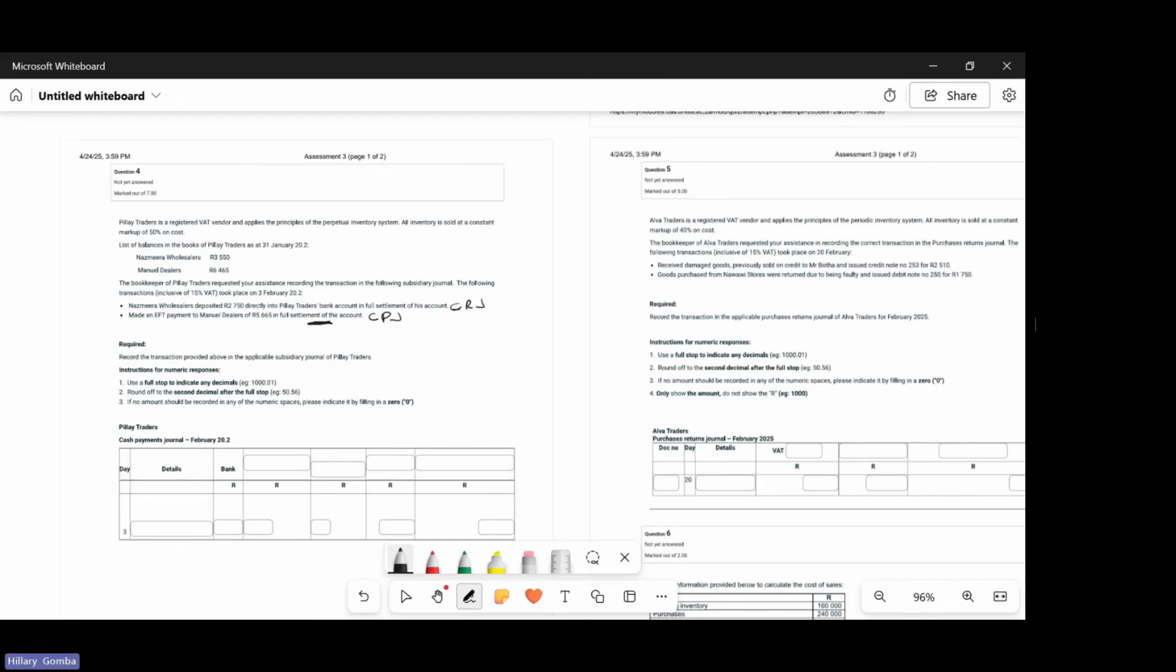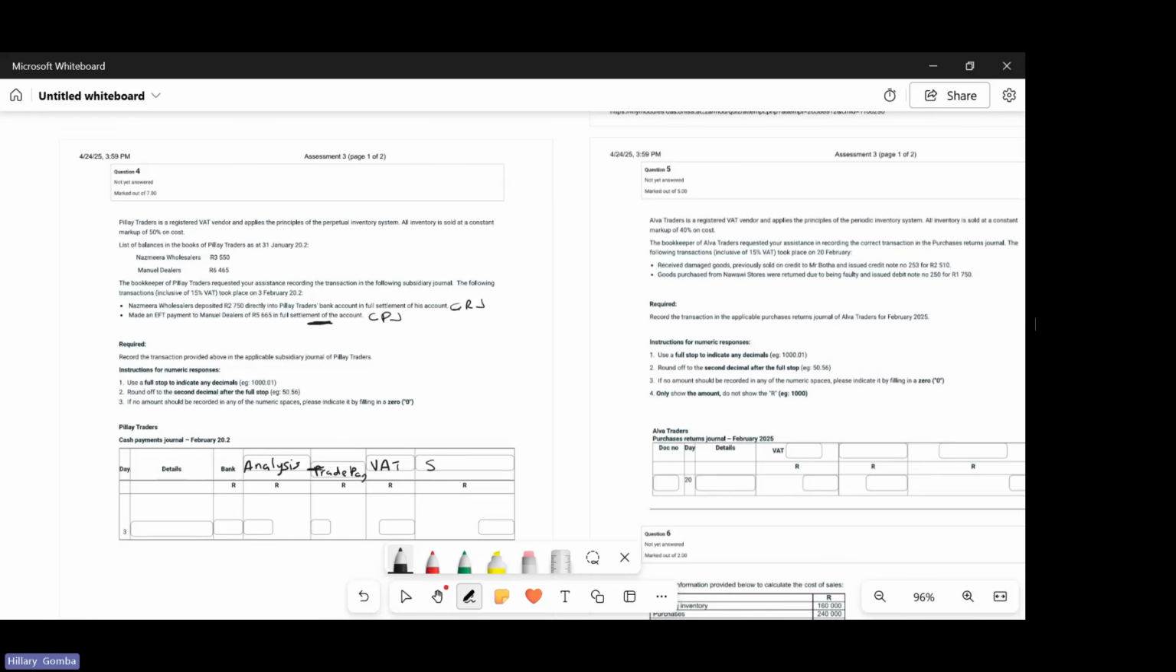As we record our cash payments journal, it has details, bank, and then here's analysis of receipt. And then here it's going to be purchases, let me just quickly see. Because this one I think it's going to be sundry account, and then this one is going to be VAT. And then I think this should be trade payables.